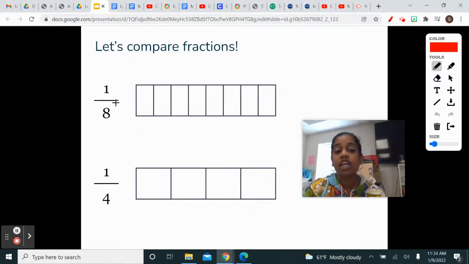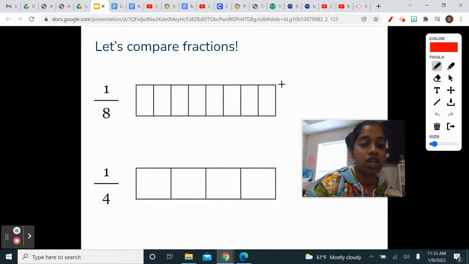Over here we have 1/8. Remember, our denominator is 8, so that's telling us how many pieces our whole is being cut into. Our whole is being cut into 1, 2, 3, 4, 5, 6, 7, 8 pieces, right? Now, our numerator is going to tell us how many of those pieces we have, and I'm going to represent that by coloring it in. I have 1/8, so I'm going to color in 1 of those 8 pieces, because our numerator is telling us how many of those pieces we have.